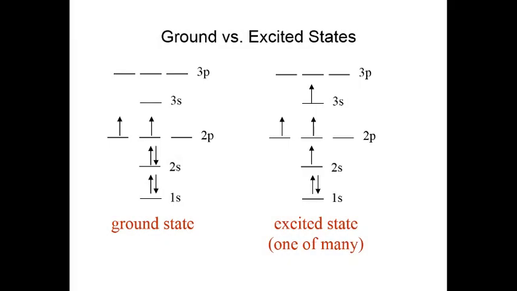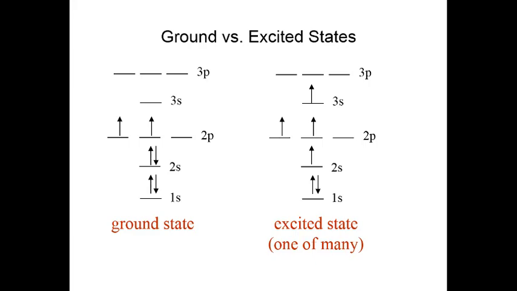We introduced the idea of ground and excited states when looking at the spectrum of hydrogen, which led to the Bohr model of the atom. We also have the concept of ground and excited states in the quantum model. When all electrons are placed in the lowest energy orbitals available, the configuration is called the ground state.